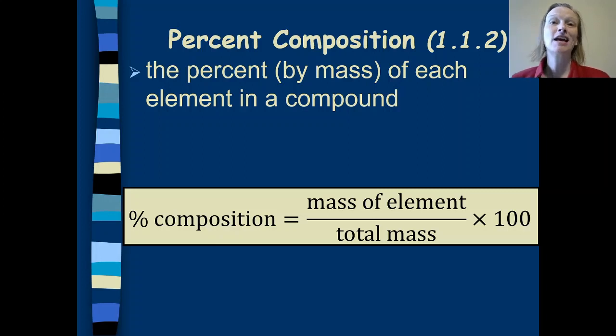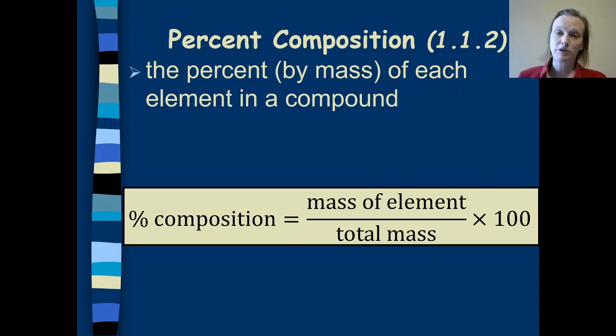Hi folks. The next skill we need to learn in this unit is how to determine how much of an element there is in a particular compound in terms of its mass. And this is called percent composition. It's the percent by mass of each element in a compound.